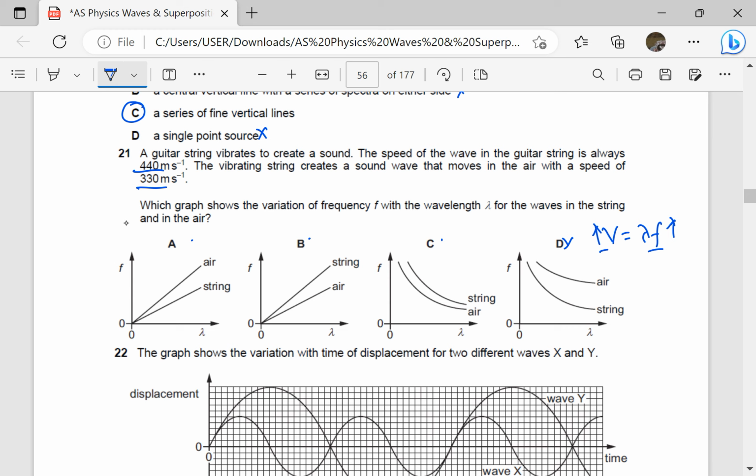For A, it is showing that as the wavelength increases, the frequency increases for both. First of all, this one is showing the graph of air above that of the string. Now we remain with B and C.